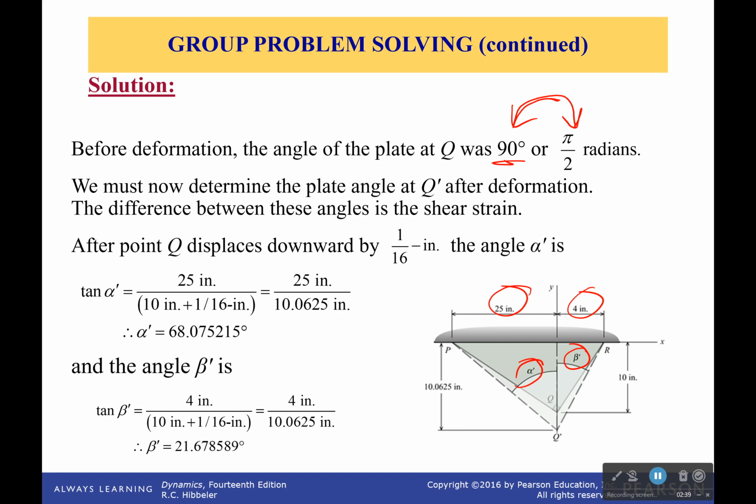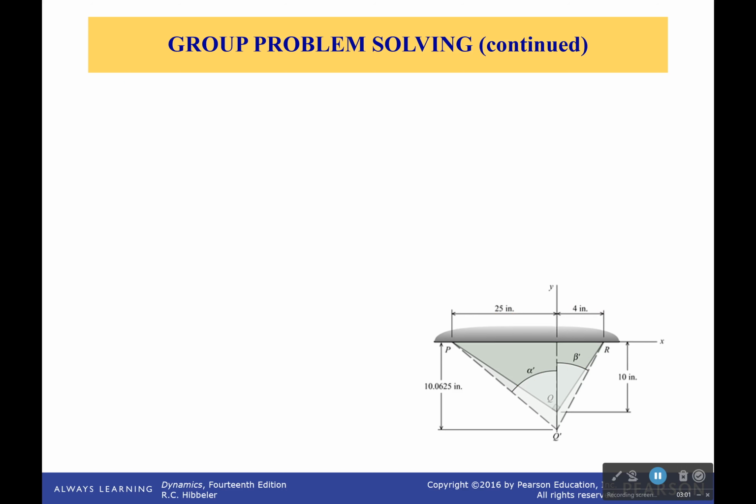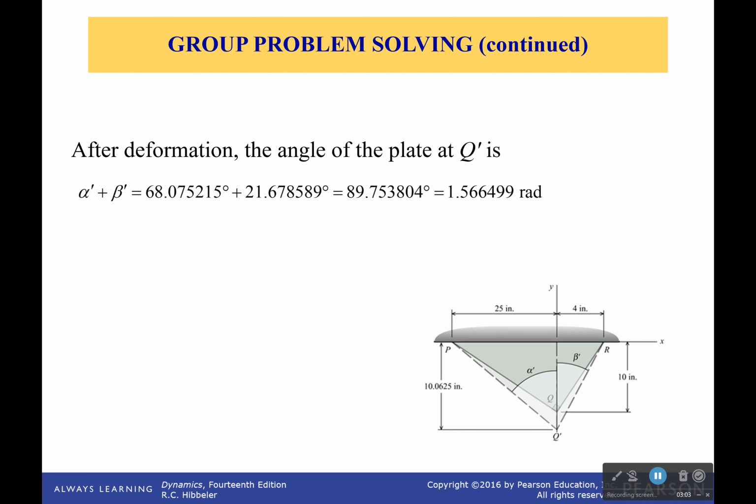So what we get then is our angle right here is going to be 68 degrees, 0.075215, and this angle will be 21.6785. Lots of decimal places here. Keep them for now because in the end we're probably going to get rid of them. Now, our change in our angle is most definitely not 68 degrees or 21 degrees. That would be absolutely enormous. No, we're going to have to add those two together to figure out what the overall change is.